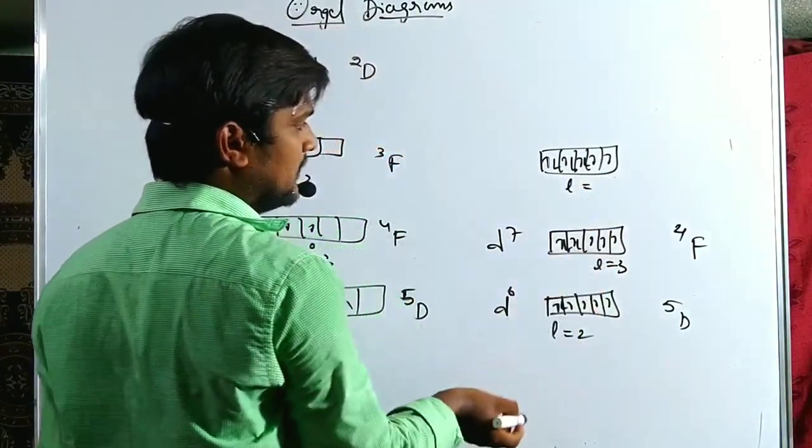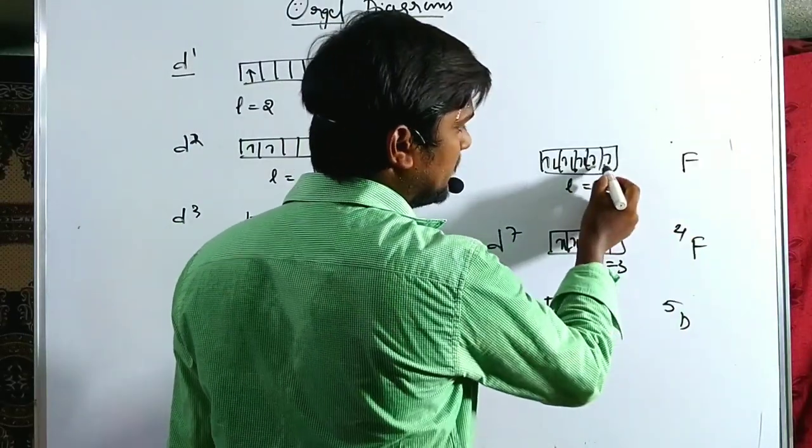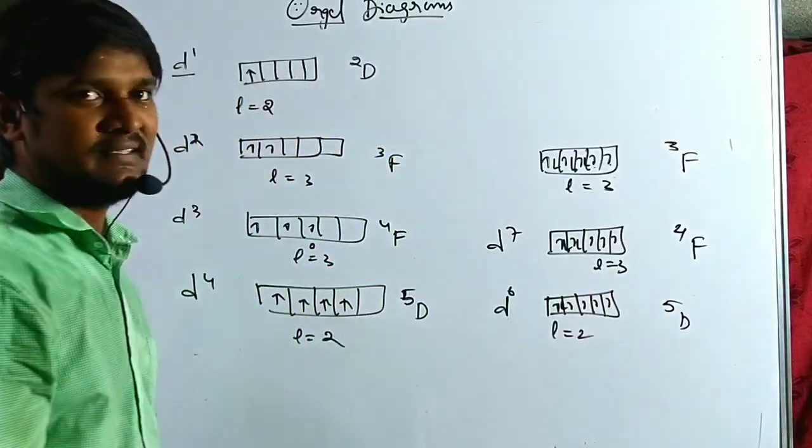1, 2, 3, 4, 5, 6, 7, 8. L is equal to 3 here. Here also 3. Now the term is F. The number of unpaired electrons is 2. The spin multiplicity is 3.